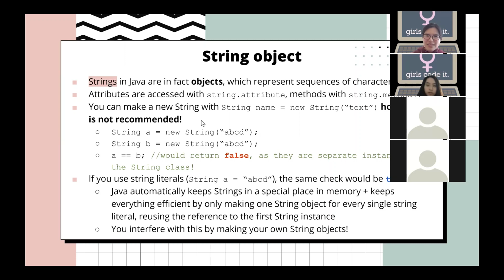Just like with other classes, you can make a new string using string name equals new string, and you can also input whatever text you want. So just be aware, if you want to create a new string that's a specific word, make sure you surround the word with double quotes.